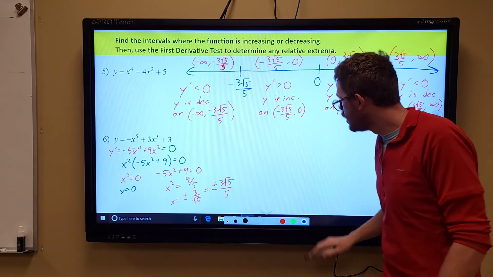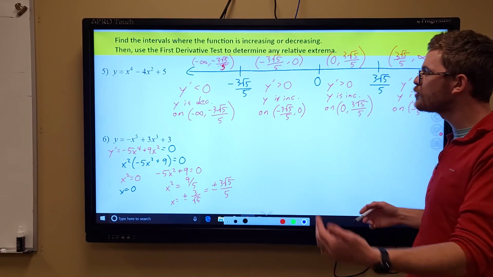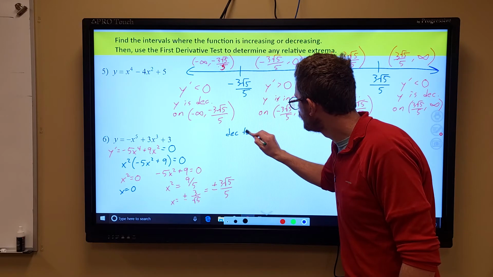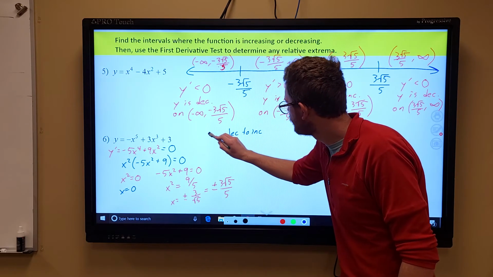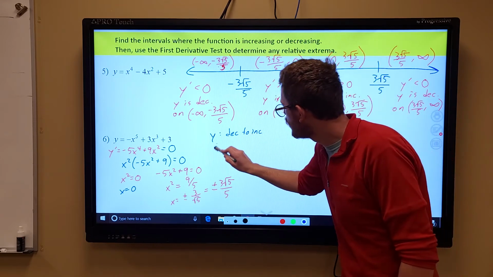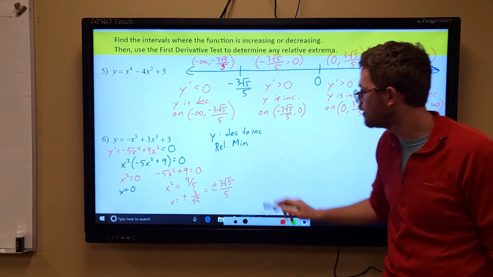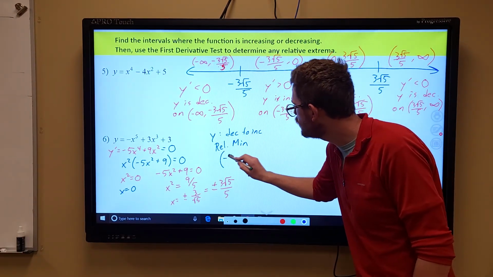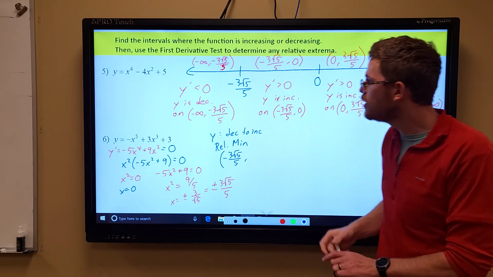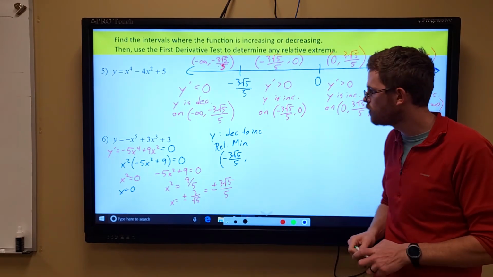Finishing it all up. Right here, it changed from decreasing to increasing. Because it went from decreasing to increasing, that means that we will have a relative minimum right here. And what is that point? The x value is negative 3 root 5 over 5. And we need to plug it back into the original function to see what we get out.